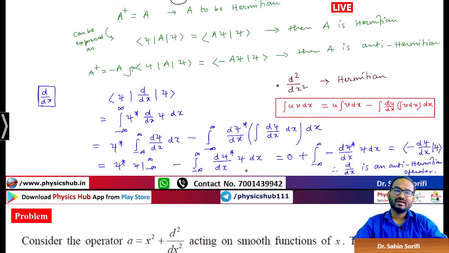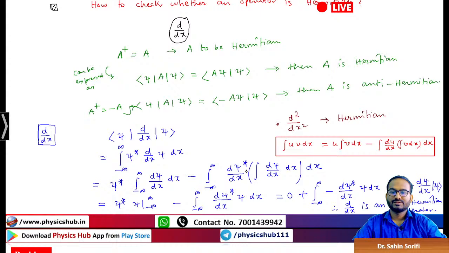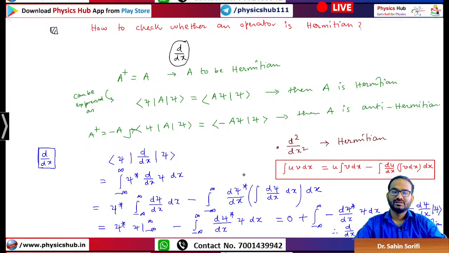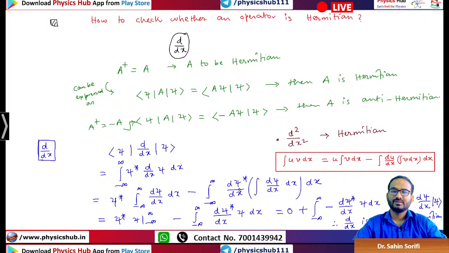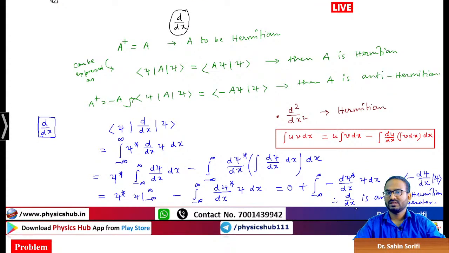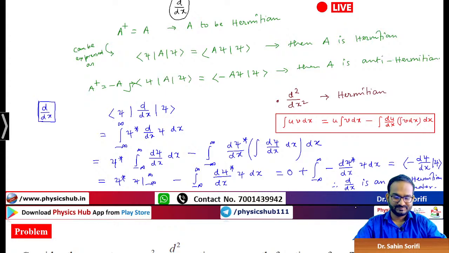So you can try with other operators to check whether it is Hermitian or anti-Hermitian. If you are given a simple expression, then you can simply use A dagger equals A, taking dagger on both sides. But for this kind of operator, things become a little bit challenging. So d/dx is anti-Hermitian. Minus d/dx will be Hermitian, because the minus sign is there. Even though d/dx is anti-Hermitian, minus d/dx will be Hermitian, as simple as that.